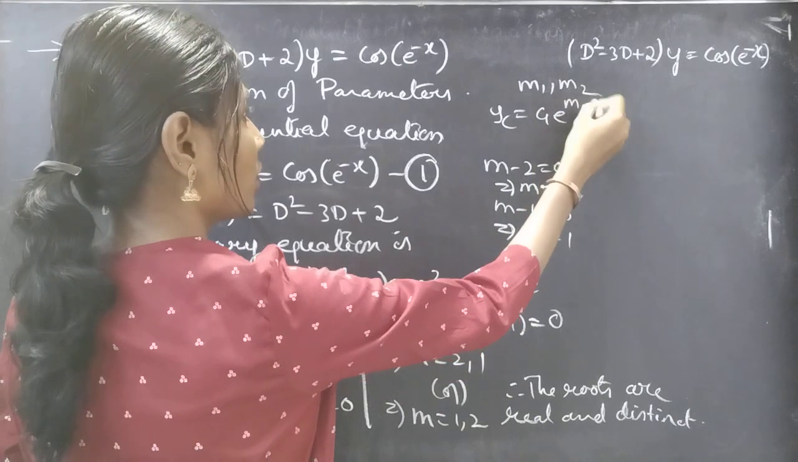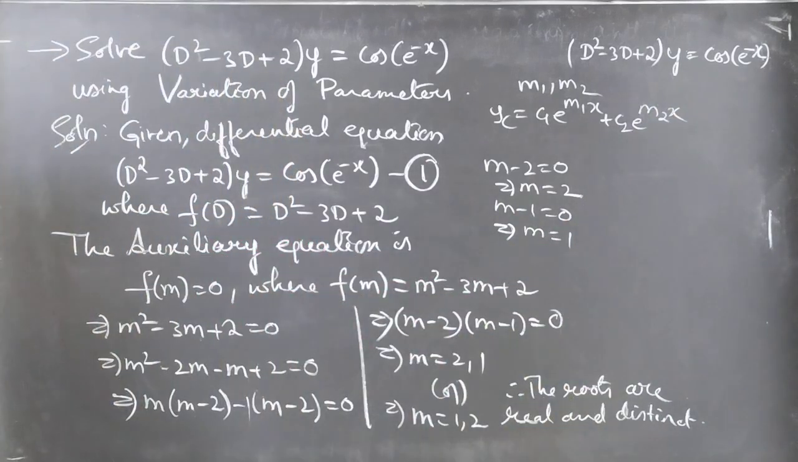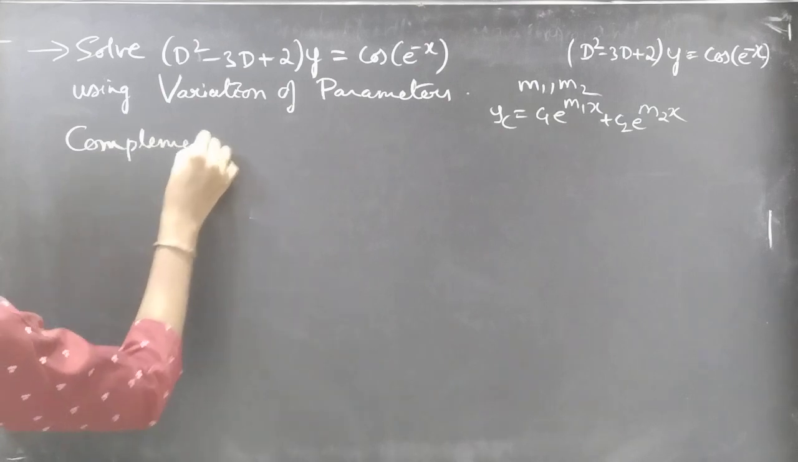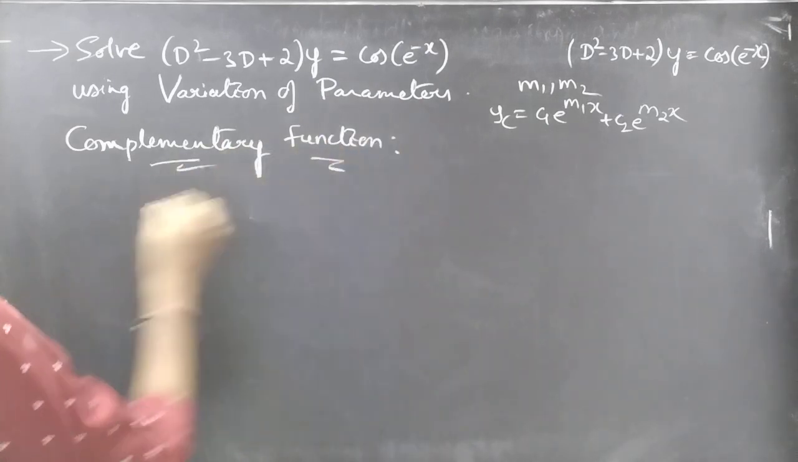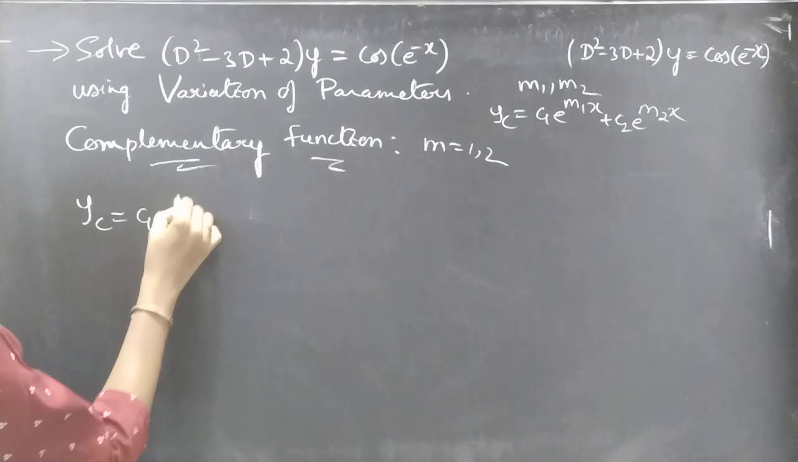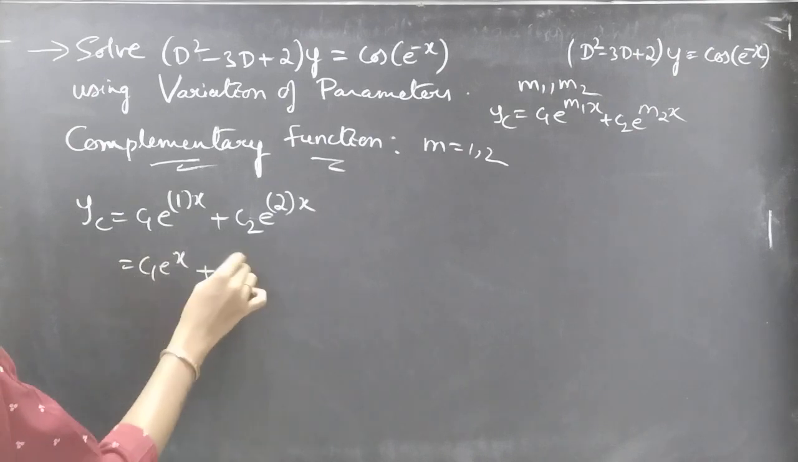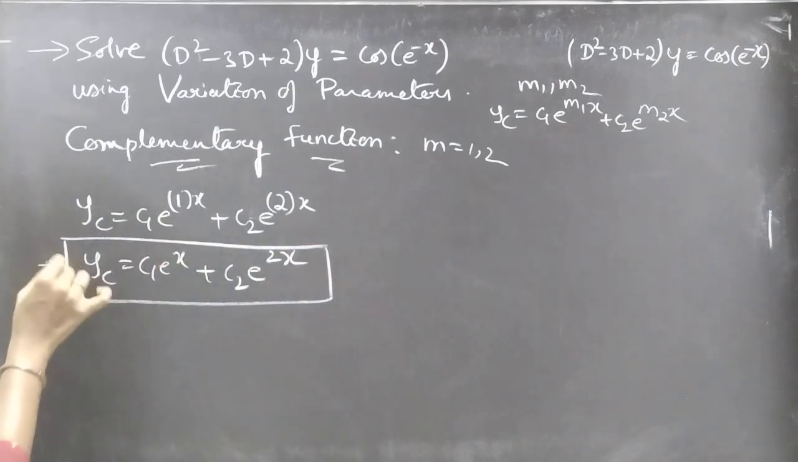We know that when two roots, say m1 and m2, are real and distinct, then yc will be c1 e^(m1 x) + c2 e^(m2 x). Okay, let's now write yc. The complementary function is yc = c1 e^(1·x) + c2 e^(2x), since we have m = 1, 2. This equals c1 e^x + c2 e^(2x).